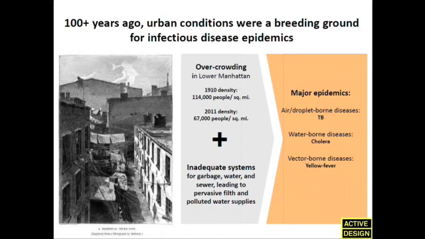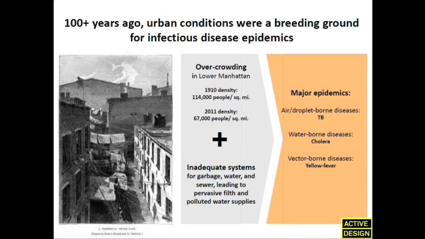So for Lower Manhattan, at the time, we had very severe overcrowding. In 1910, the densities were 114,000 people per square mile. That's approximately double what it is today. In some of the wards, it actually reached over 400,000 people per square mile. That's 6 to 7 times what it is today.